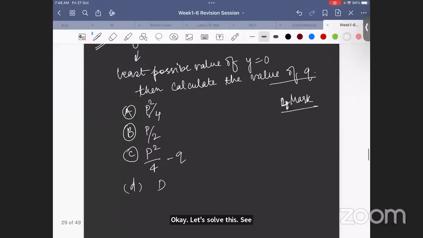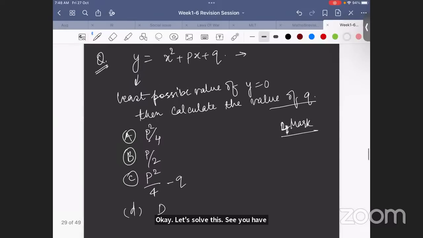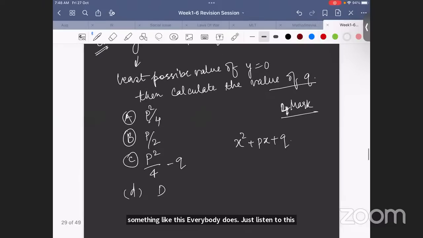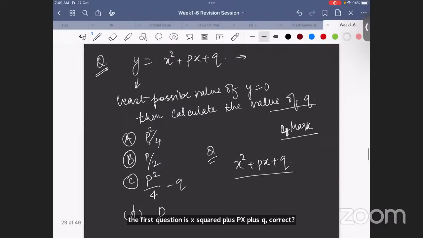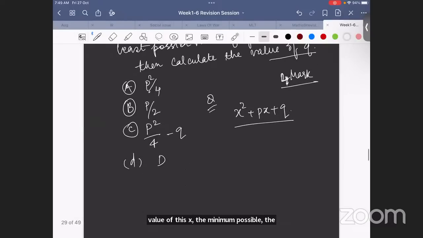See, you have an equation something like this. Everybody just listen to this question carefully. This is your question, okay? So the first question is x square plus px plus q, correct? Can you expand this? Because the minimum possible value, the least possible value for this equation is 0, okay? So what I can try is to make x square in the form of some perfect square.